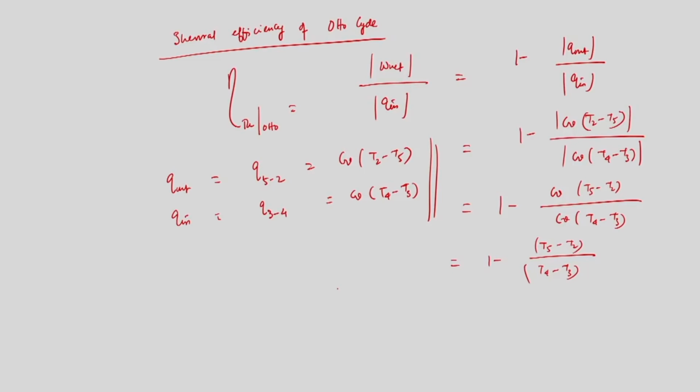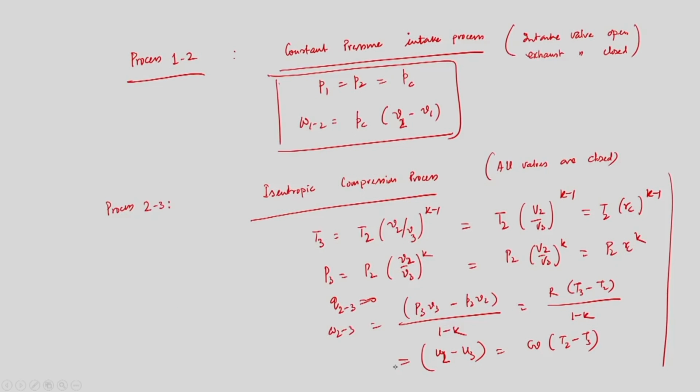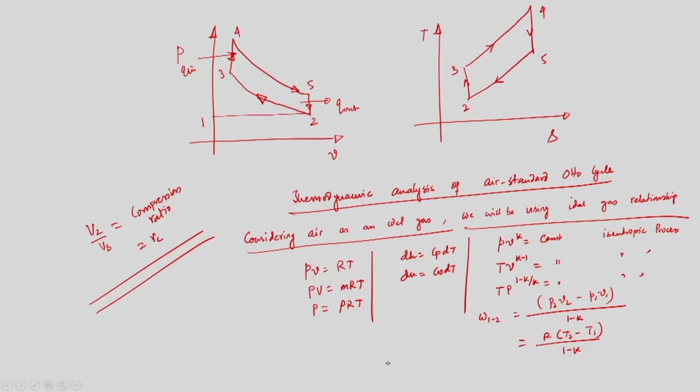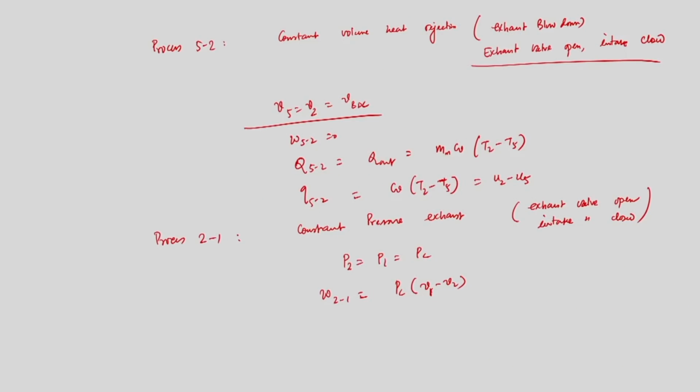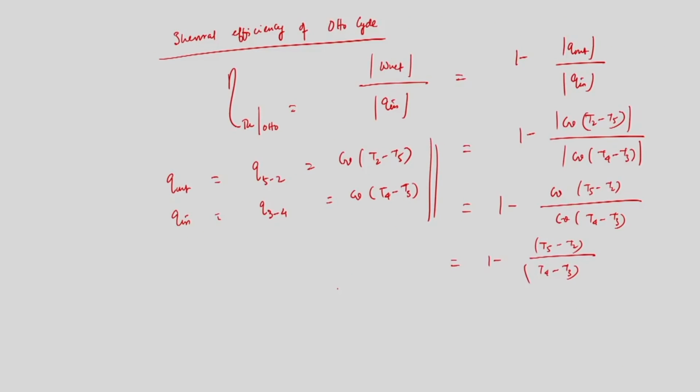Now, T2 by T1 is equal to T3 by T4. What is T2 by T1? If I go back to my previous slide, you can see the temperatures, and that is clearly seen from the TS diagram. So, we are having T5, T2 and T4, T3.